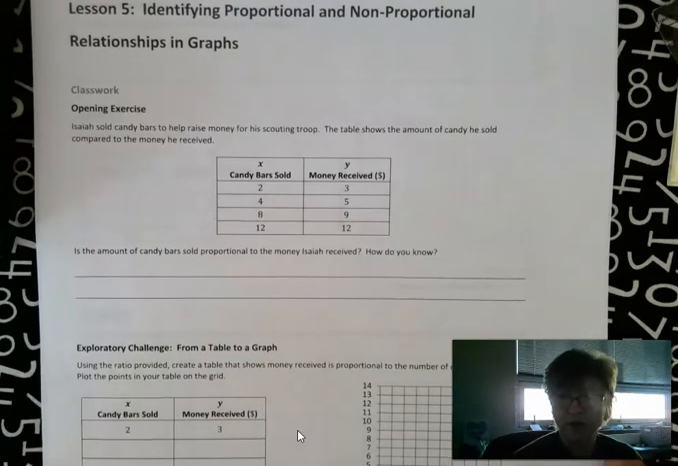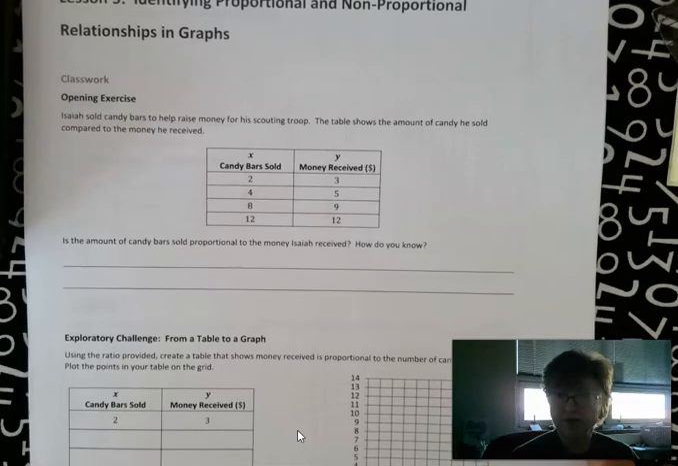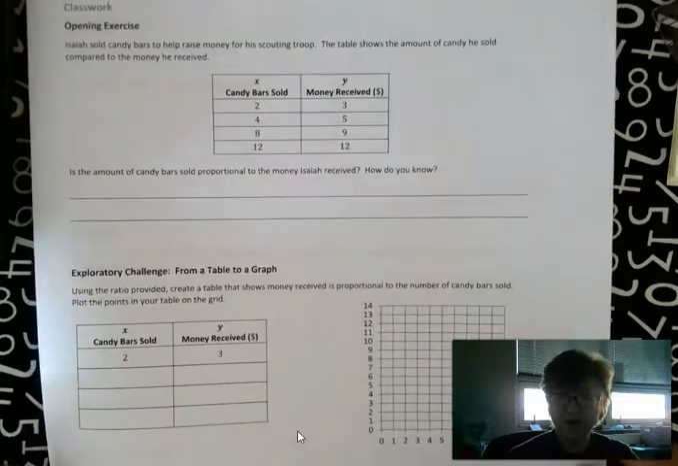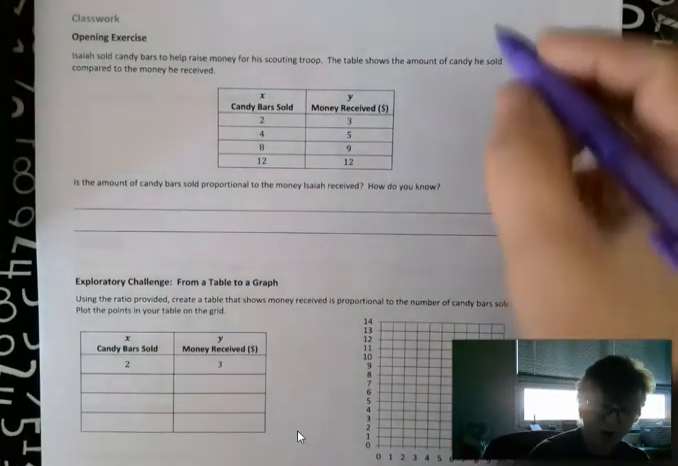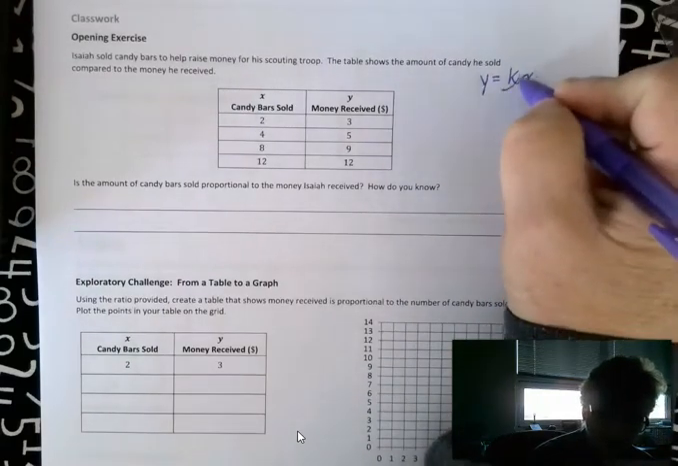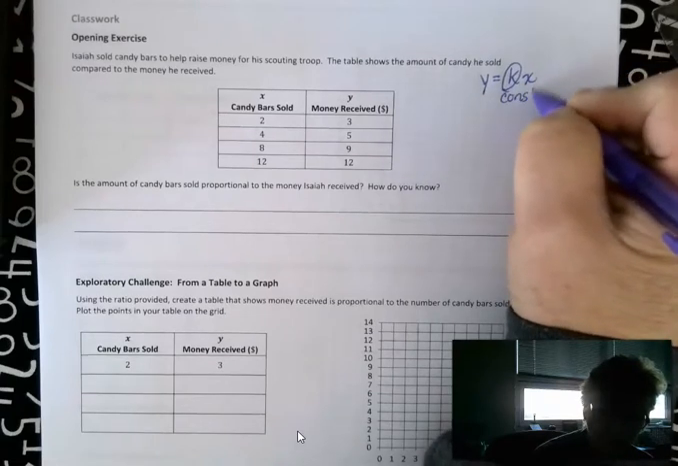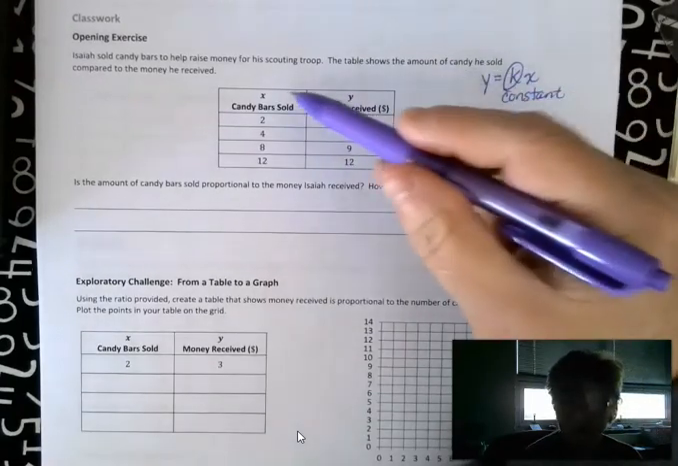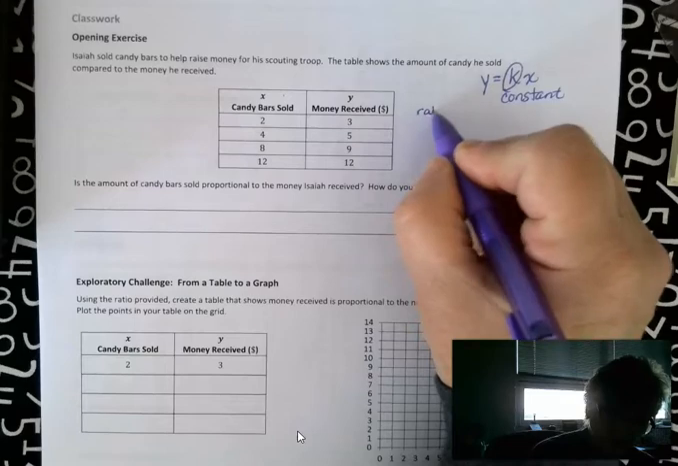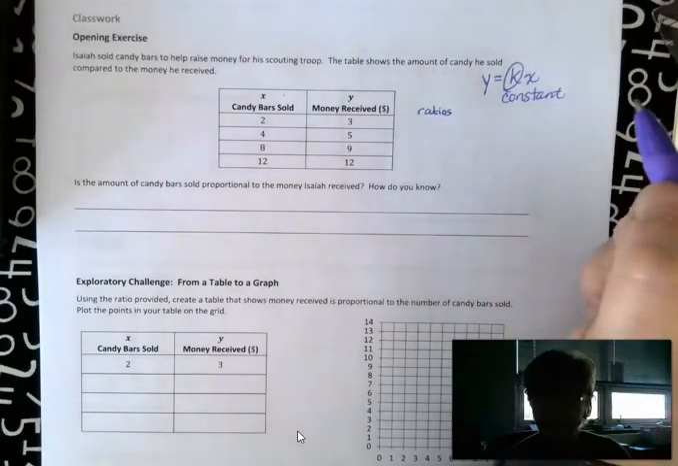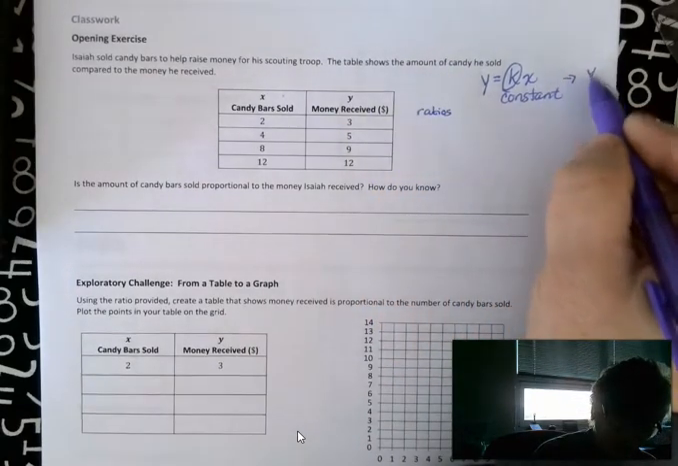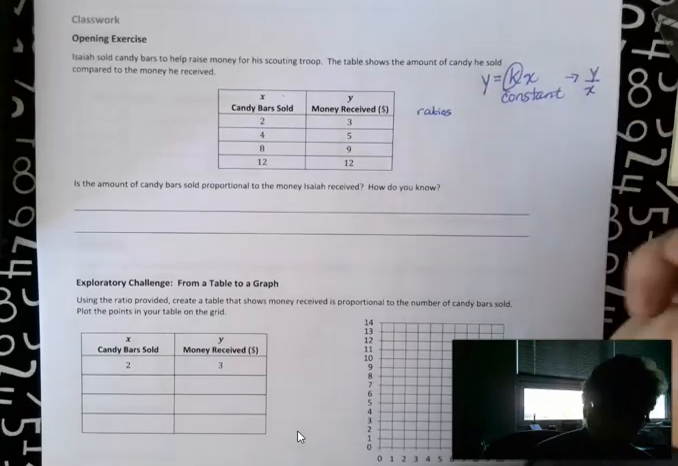Isaiah sold candy bars to help raise money for his scouting troop. The table shows the amount of candy he sold compared to the money he received. Now, as we take a look at this, we notice that we have the x and the y. And if you recall, you have seen y equals kx, k standing for your constant, and of course x and y being your two groups here. So as we take a look, remember we talked about ratios, and we want all the ratios to be equivalent. So let's take a look, and remember we can also find k by doing y over x.